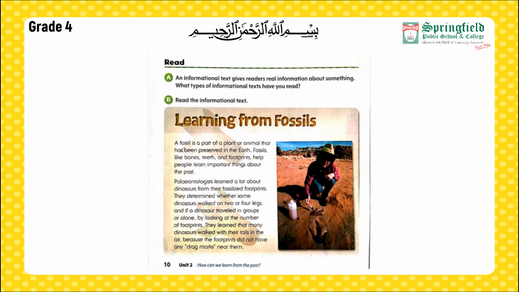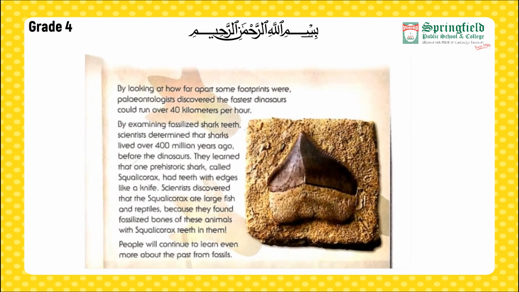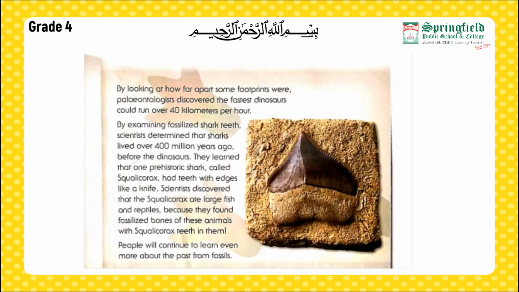A fossil is a part of a plant or animal that has been preserved in the earth. Fossils like bones, teeth, and footprints help people learn important things about the past. Paleontologists learned a lot about dinosaurs from their fossilized footprints. They determined whether some dinosaurs walked on 2 or 4 legs, and if a dinosaur traveled in groups or alone. By looking at the number of footprints, they learned that many dinosaurs walked with their tails in the air, because the footprints did not have any drag marks near them. By looking at how far apart some prints were, paleontologists discovered the fastest dinosaurs could run over 40 kilometers per hour.